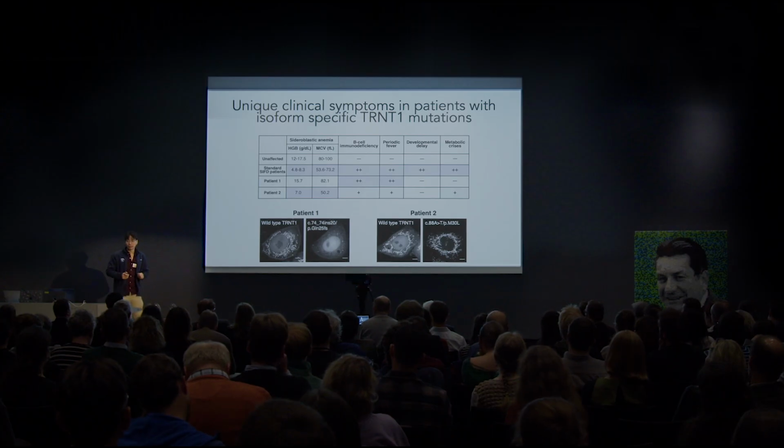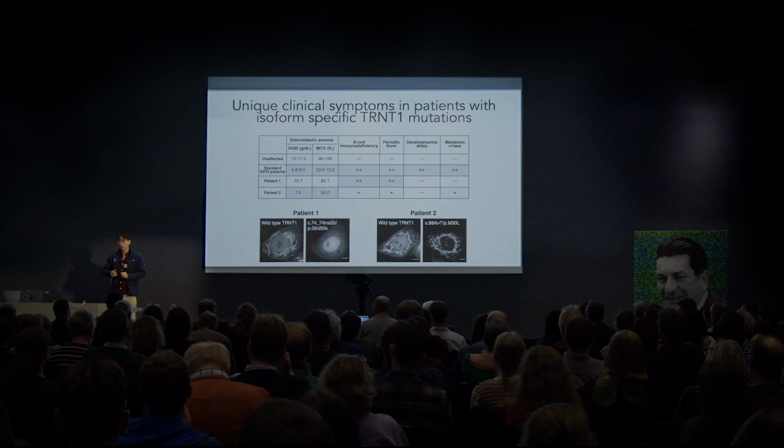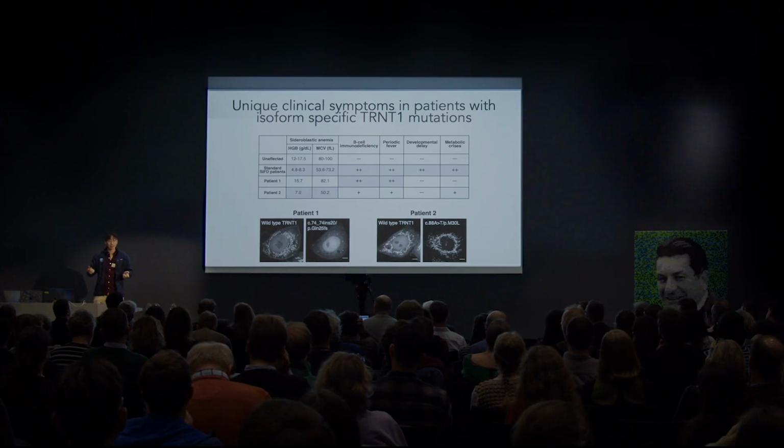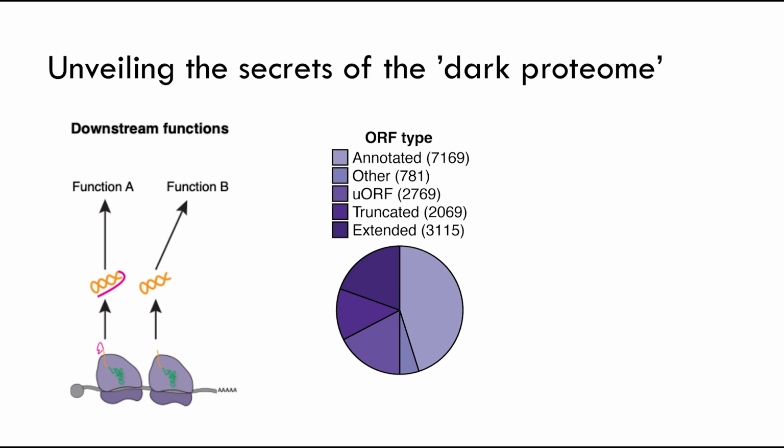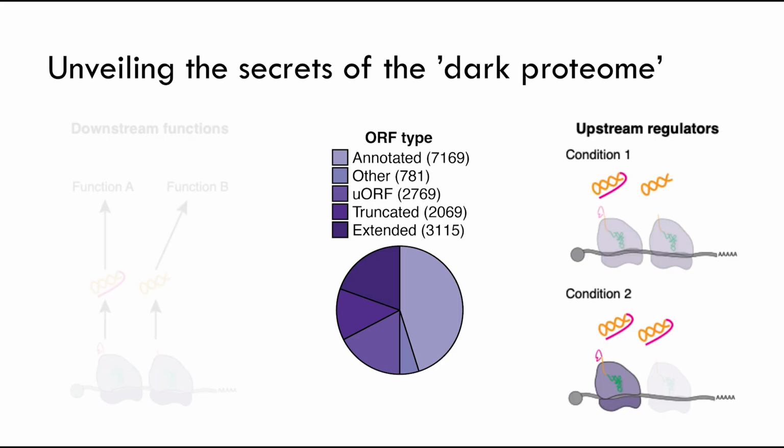Okay, so just to summarize, I think considering alternative start codon selection is really important when analyzing the consequence of disease alleles. In work that I don't have time to talk about today, I show that this is not true just for TRNT1, but for hundreds of other genes. All right, and so clearly I think that understanding the downstream functions of alternative translation is important, but I think there's even more to be learned looking upstream.